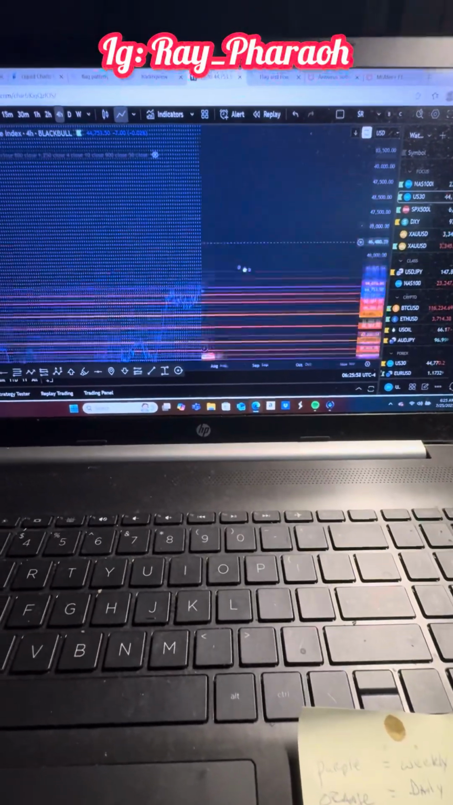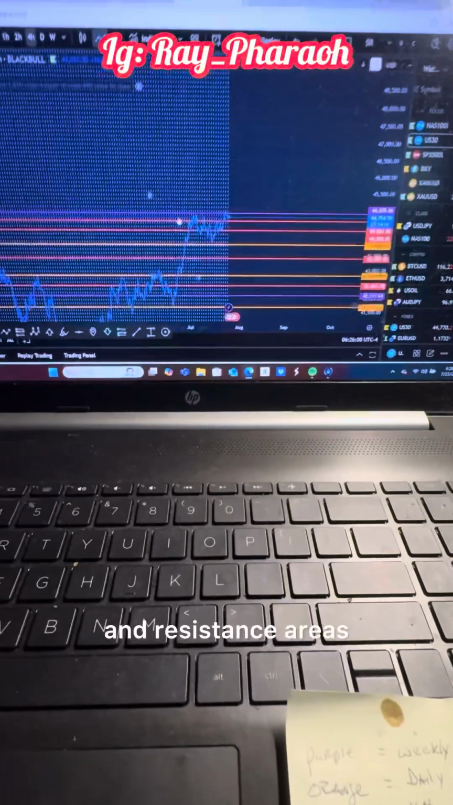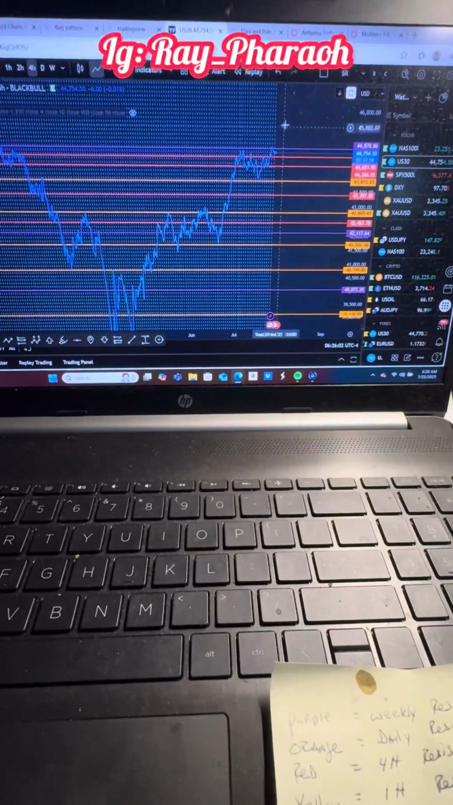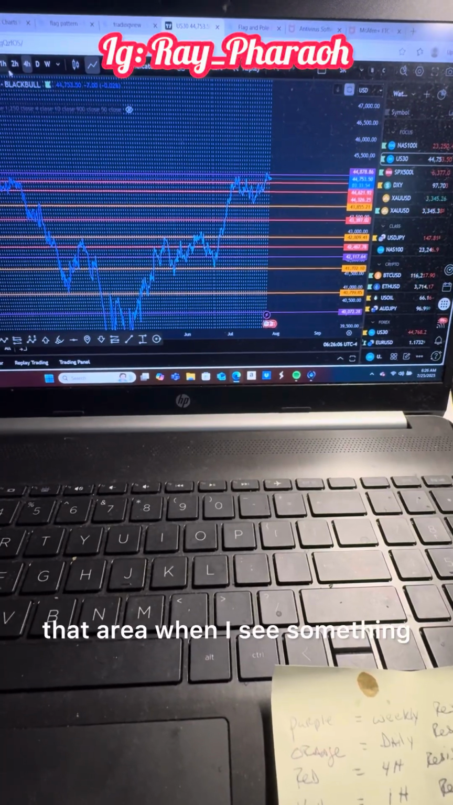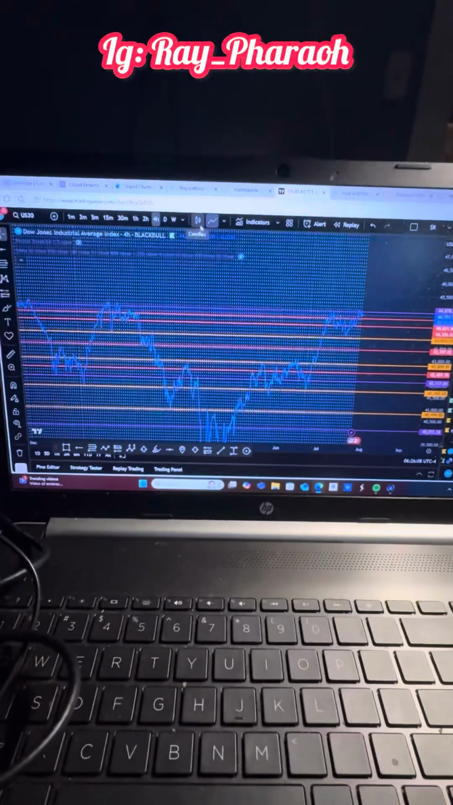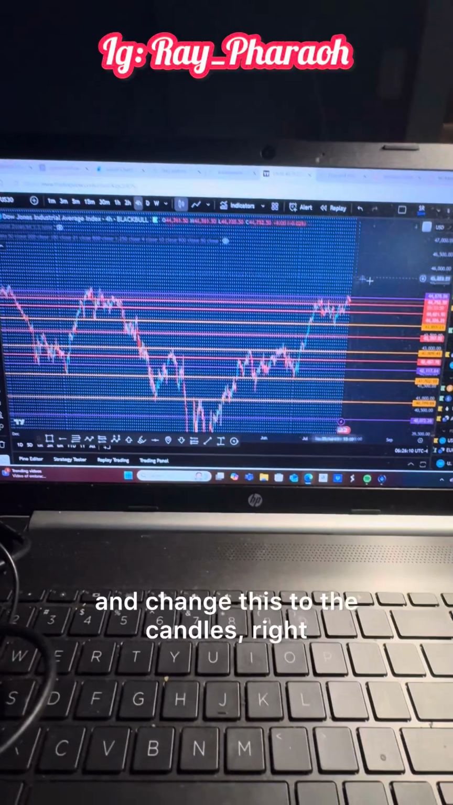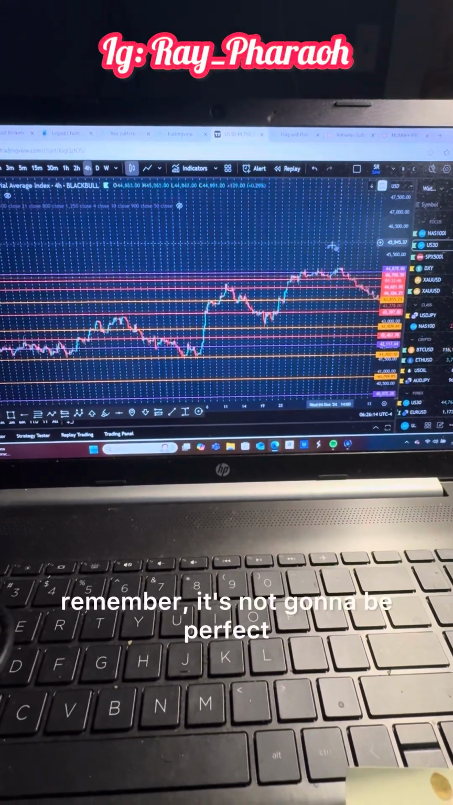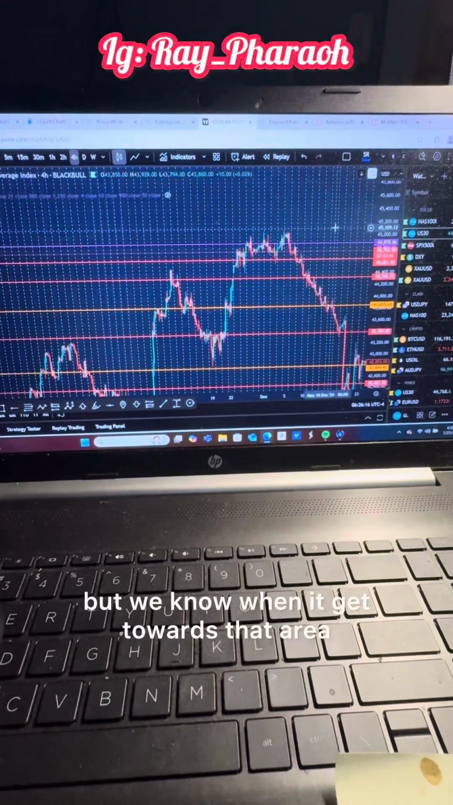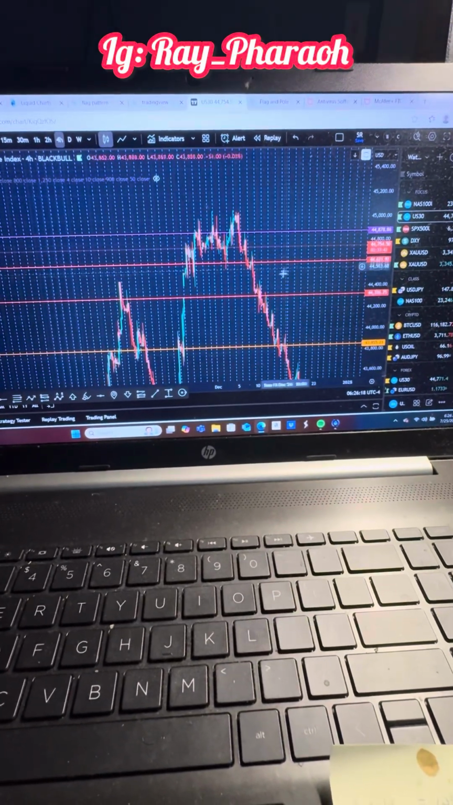This is how I mark up my support and resistance areas. It just lets me know what's going on in that area when I see something. And I'm gonna show y'all how it's effective. Now let's go back and change this to the candles, right? So remember, it's not gonna be perfect, but we know when to get towards that area what's going on.